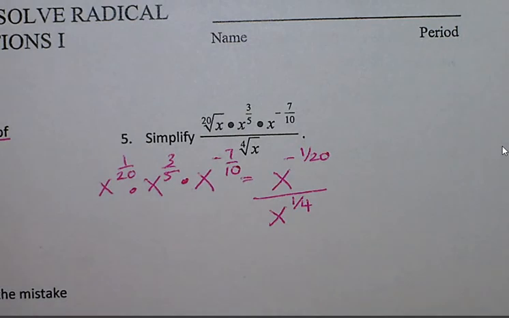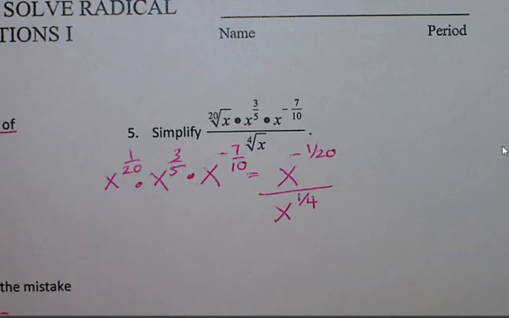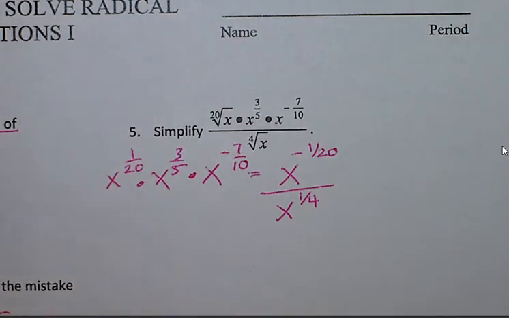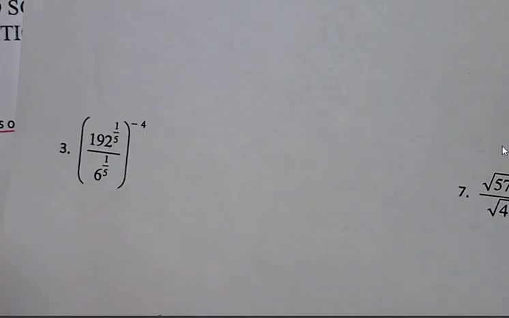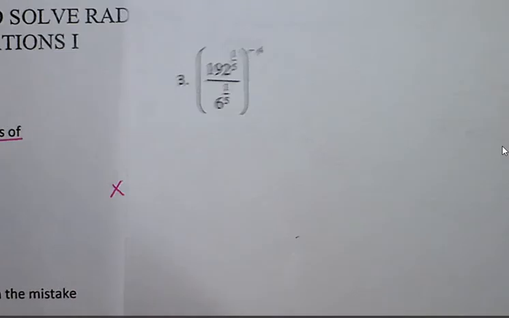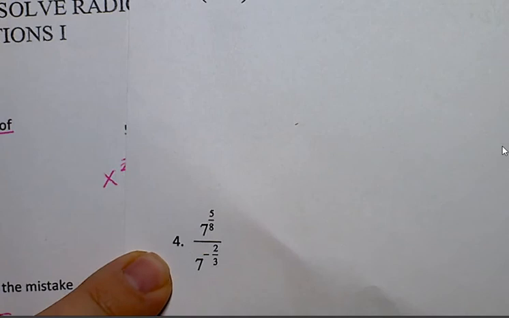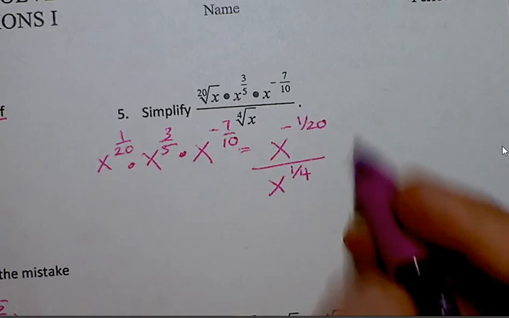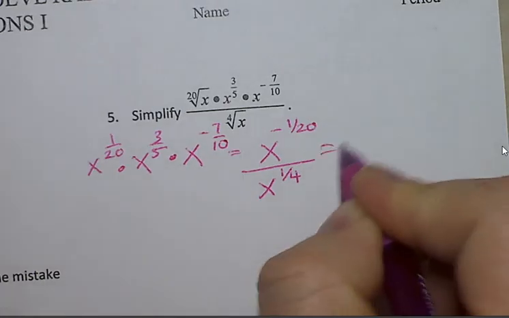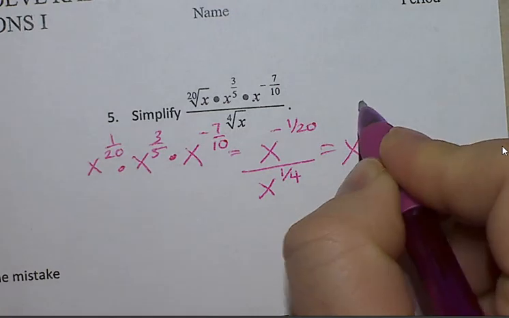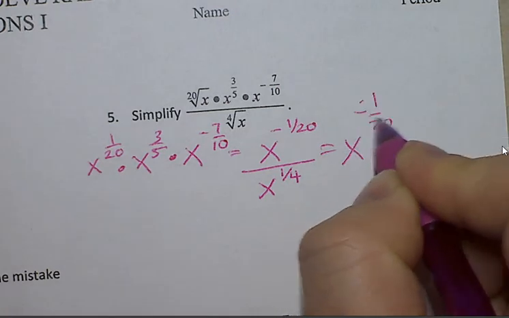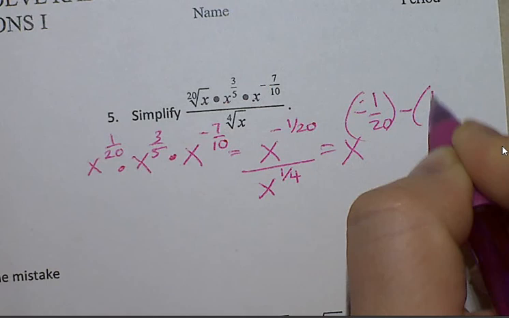Okay, now this goes back to problem number 4 from our last lesson. When you have the same base and you're dividing, you subtract. Grab a calculator. Please type into that calculator -1/20, make sure it's in parentheses, subtract 1/4.